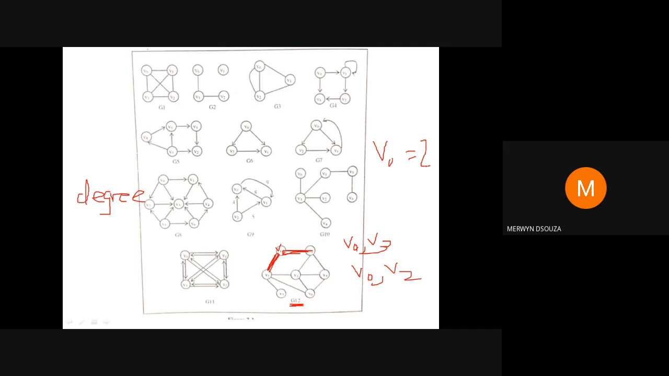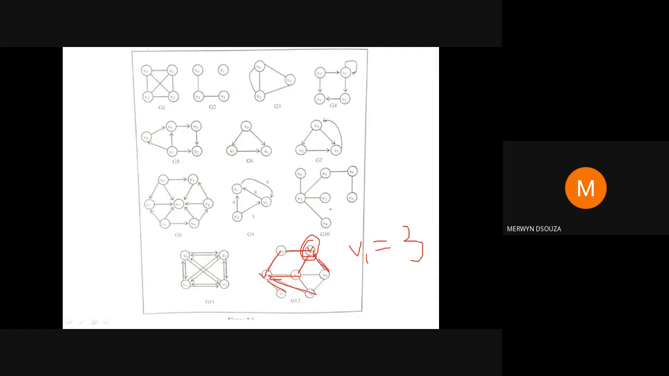Degree of V0 will be 2. Similarly, degree of V1 will be 3. You can find out all the edges of V1. This is V1. There is one edge, second edge, third edge. Three edges will contain V1. Therefore, the degree of V1 will be 3. Degree of V2 is 4. There are 4 edges contained. This is V2, 4 edges which contain V2. So on and so forth. You can find out for the others.